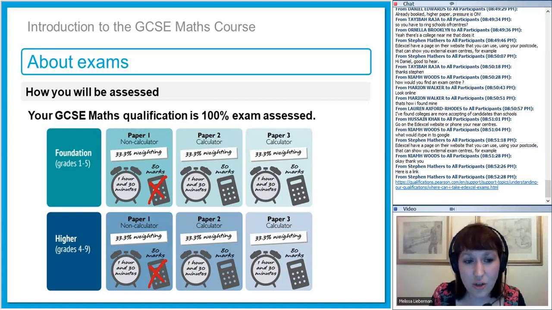Foundation tier, the highest grade you can get is a grade 5, which is like an old B-. Higher tier, the lowest grade you can get is a 4. But if you go just under a 4, then you can get a grade 3. If it's less than that, then you would get unclassified, which is no grade. So the higher tier papers, understandably, are more difficult. But you can get a grade 4 with a lower mark. A grade 4 is like an old GCSE grade C.